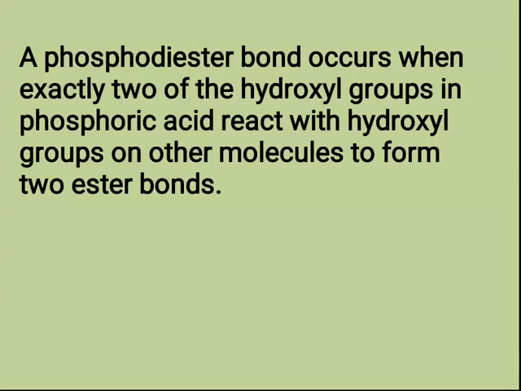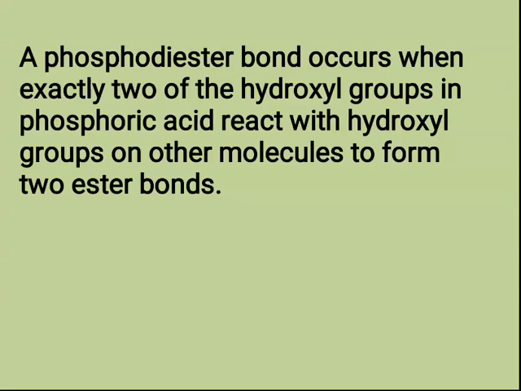Now next is, how are different nucleotides attached with each other? Different nucleotides are attached with each other through a phosphodiester linkage. A phosphodiester linkage or bond occurs when exactly two of the hydroxyl groups in phosphoric acid react with hydroxyl groups on other molecules to form two ester bonds.